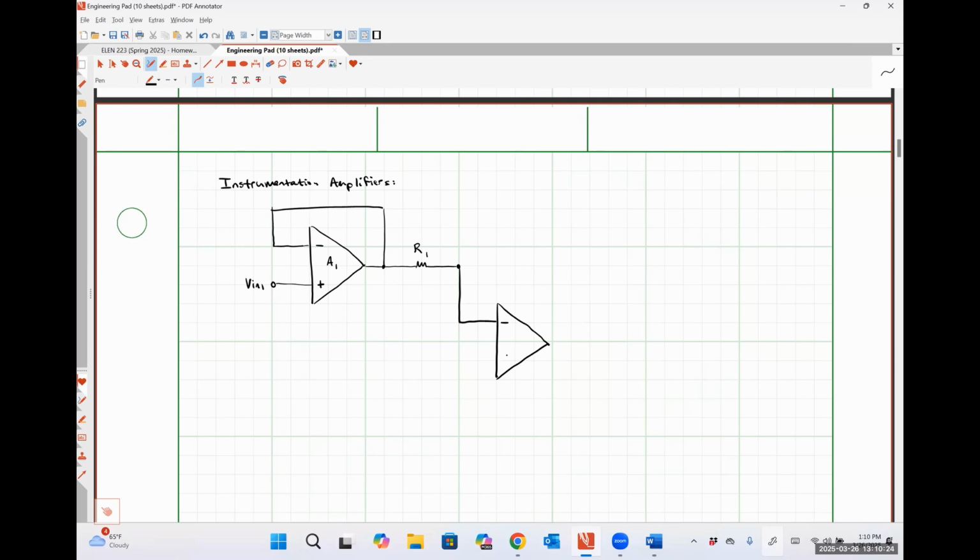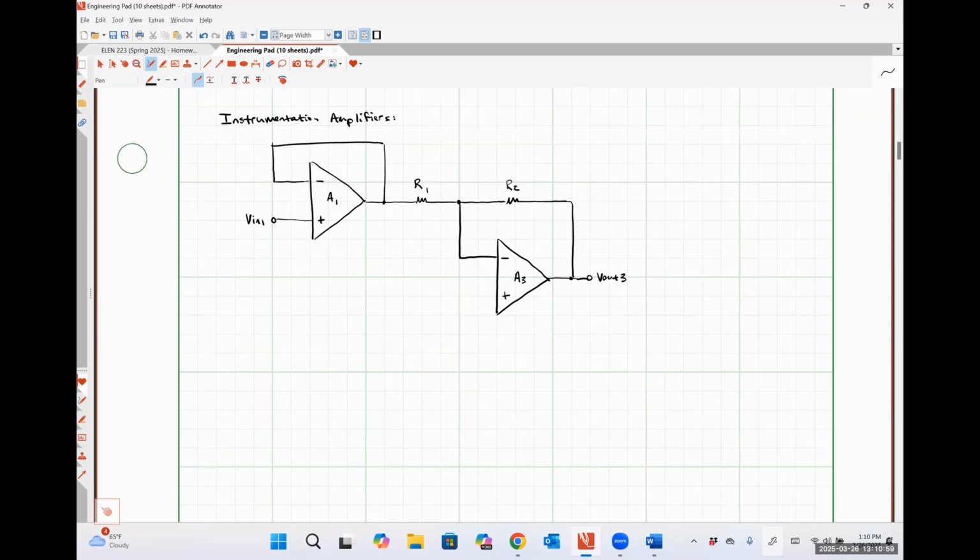And then down here, I'm going to branch off; this is going to be the inverting input terminal and the non-inverting input terminal of amplifier A3. And I'm going to have negative feedback connecting the inverting input of A3 to the output of A3 like so. And I'm going to call this resistor R2. And then I'm going to take my output signal Vout3 here. So this is the output of the amplifier system as a whole, okay?